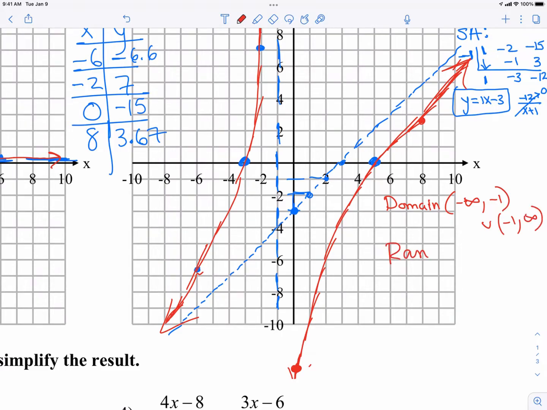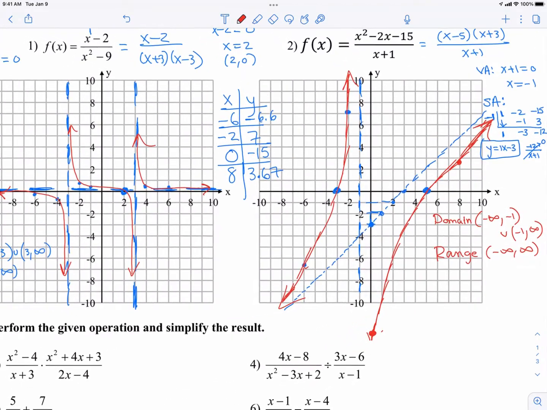As far as the range goes, well, let's say that you're on this curve here. If you're traveling along this curve, you're coming from -infinity, and then this is going to keep going up forever towards positive infinity. So it's safe to say that our range is from -infinity to infinity. All right, and that completes number 2.